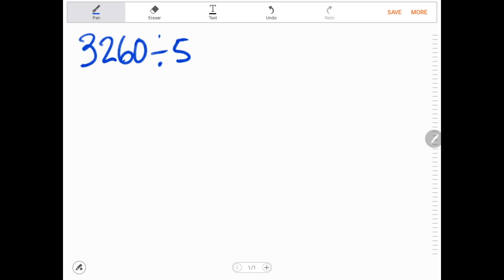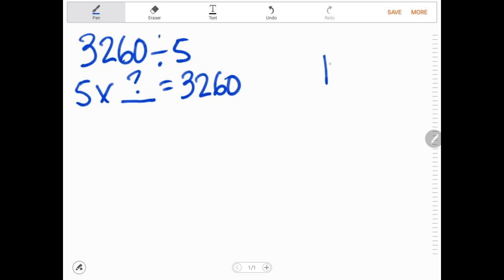Okay, so what is division? Well, division is just the inverse operation, or the opposite operation, of multiplication. In other words, I'm taking 5 and I'm multiplying it by a number to get 3,260. And I don't know what this number is here, so I need to figure out what it is. And we can use our long division to do that.